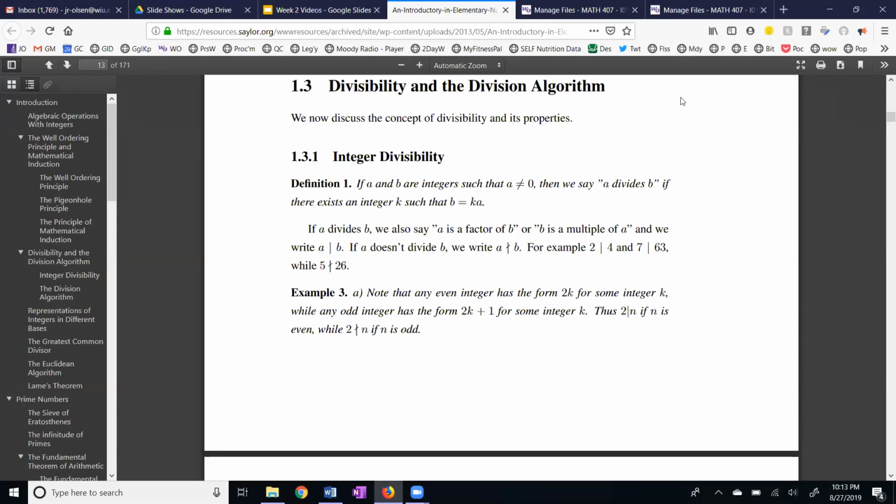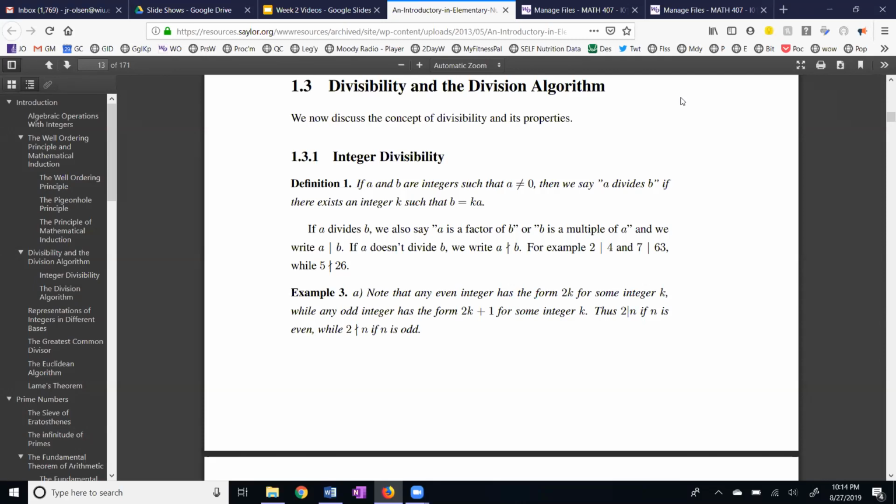And you might want to pause the video and read that over again to yourself. Continuing here in our textbook, if a divides b, we also say that a is a factor of b, or b is a multiple of a. This is the vertical line. This is not the slash.